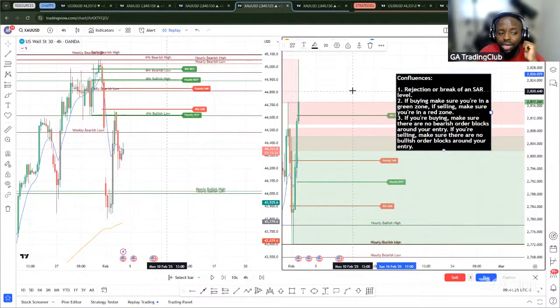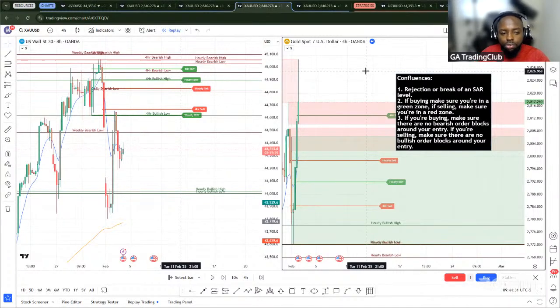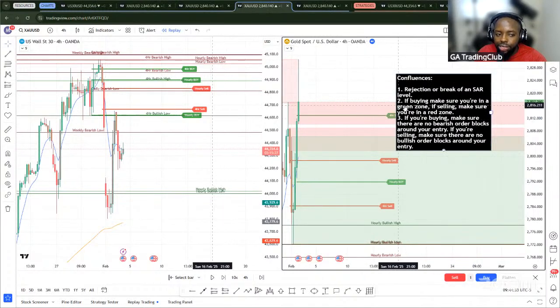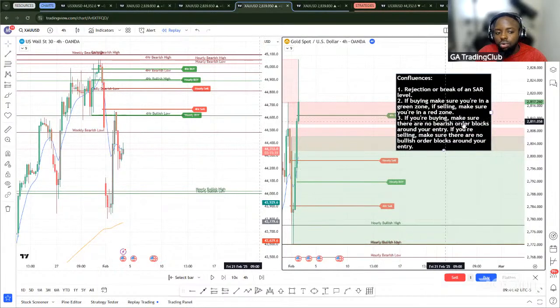So most of the time, for the break and continuation entry, unless maybe I try and refine it in future, it will rarely satisfy confluence number 2. It will satisfy confluence number 1, which is rejection or break of an SAR level, which is what happened here, and it will probably satisfy confluence number 3 regarding the order blocks. But confluence number 2, it will occasionally satisfy that.